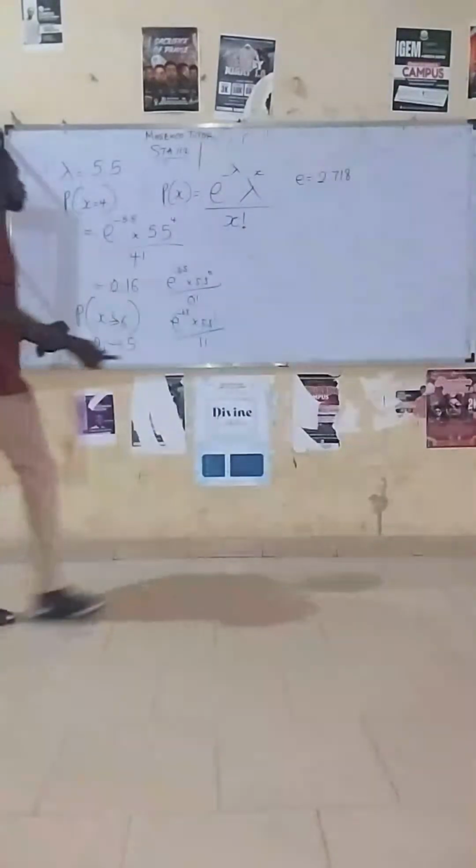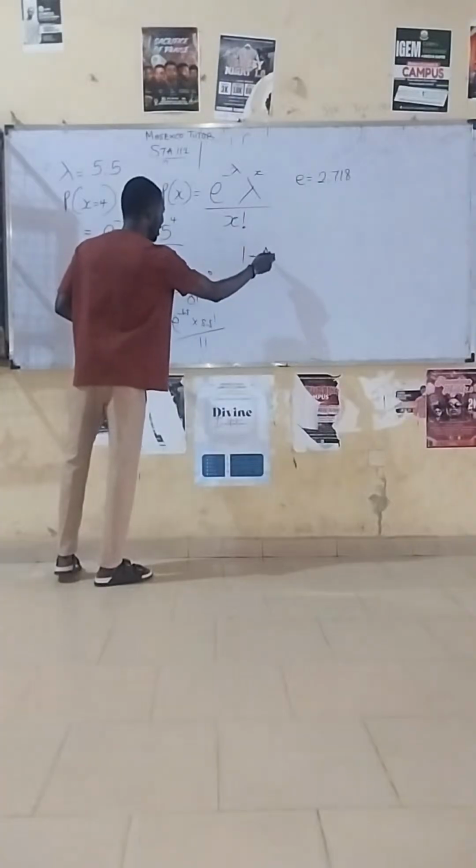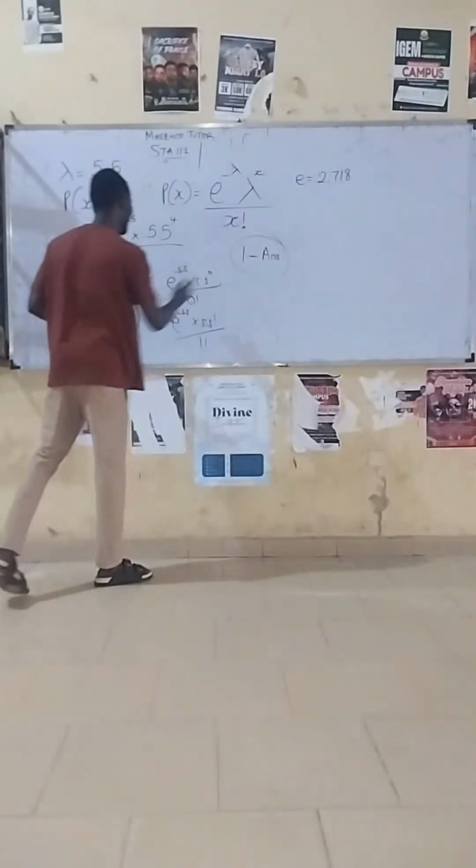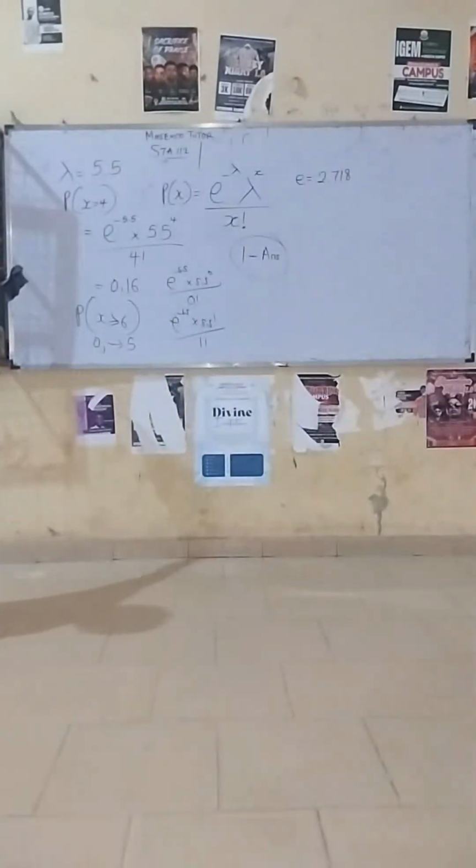Then you take it away from 1. Now the 1 minus answer, that's how you get for at least 6. So you do from 0 to 5, then whatever you have, add it together, then take it away from 1. You get the answer to that question, because you don't know the maximum number of customers that will arrive.